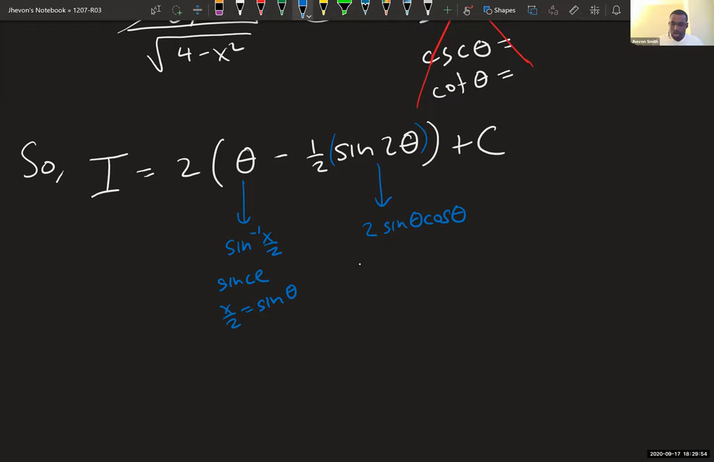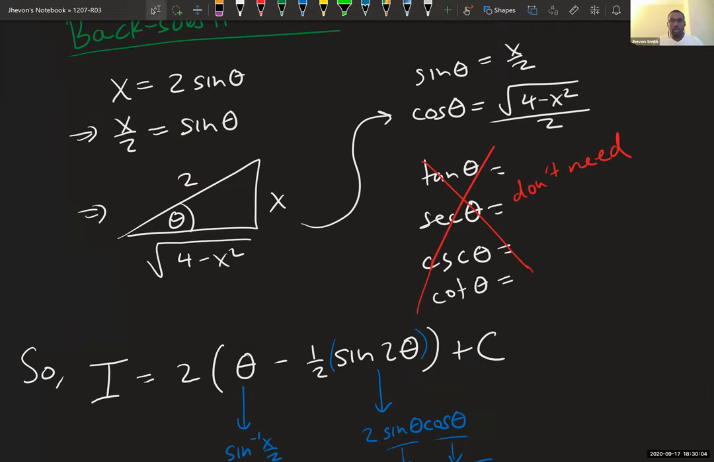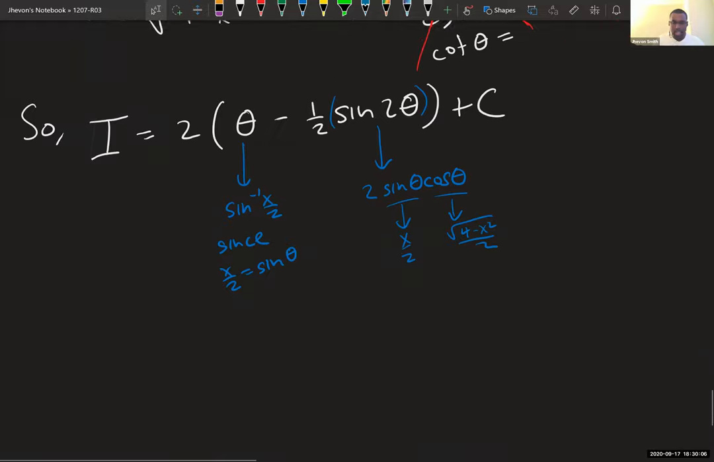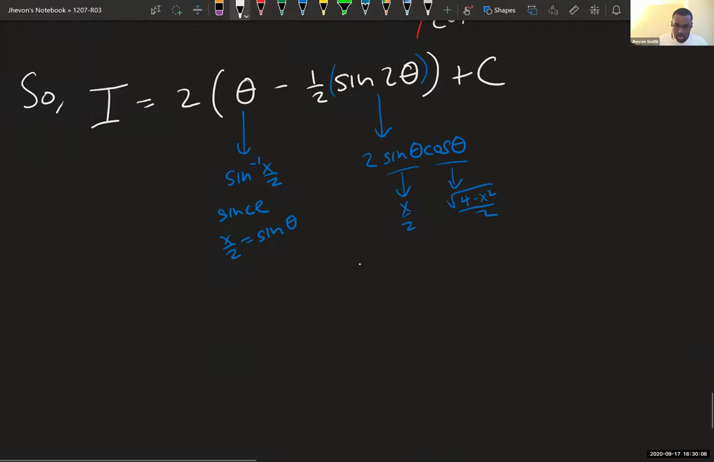Now, I know the sine and I know the cosine. The sine is x over 2. The cosine is the square root of 4 minus x squared over 2, right? We found that from the triangle above. So now I can actually just plug those guys in. So this is going to be 2 times sine inverse of x over 2.